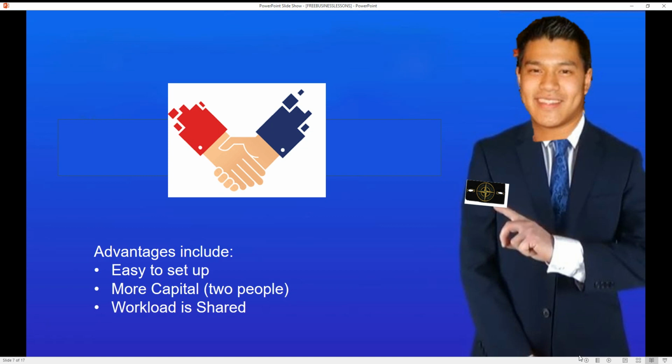So having more than one person provide the starting cost is going to really benefit the business, and the workload is shared. So it's not down to one person making all the major decisions or doing all the major work. It's actually shared between two or more people. So the person is less stressed, has more time to themselves maybe, and is really good for their mental health.